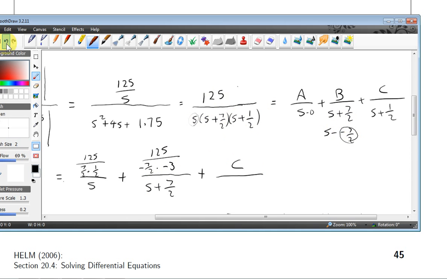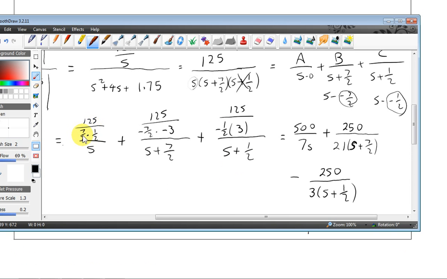Finally, to get c, the denominator is s minus a half, so we cover up s plus a half and replace s with minus a half. So we get 125 over minus a half times minus a half plus 7 halves. That's 6 halves, which is plus 3.